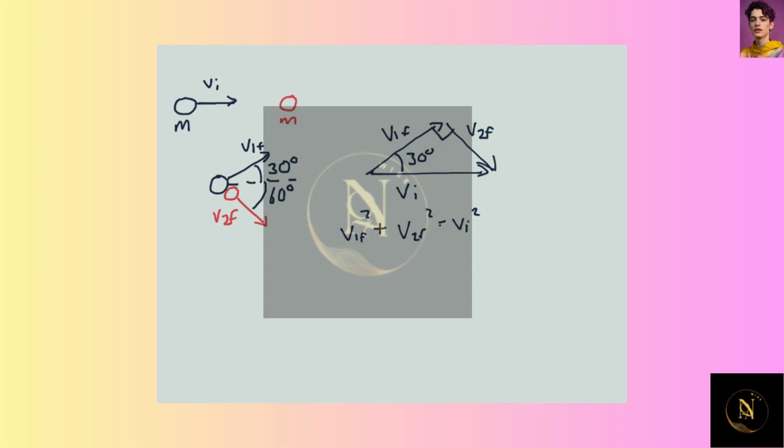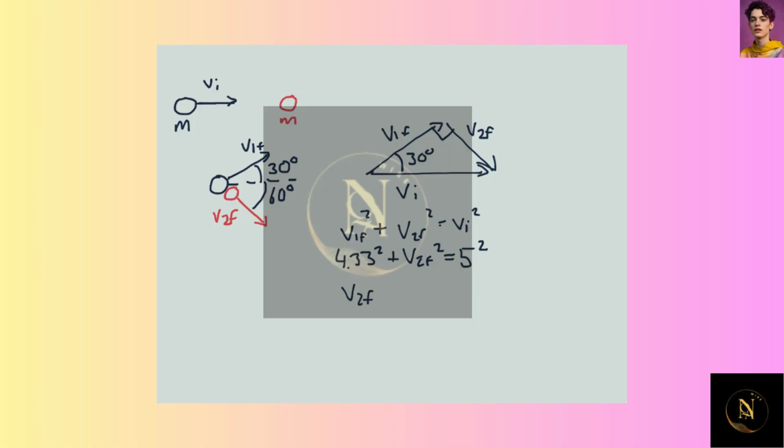Unfortunately, we already know two of our speeds. We know the initial speed, Vi, is 5. And we know that the first ball, V1f, is 4.33. So all we have to do now is subtract and square root.